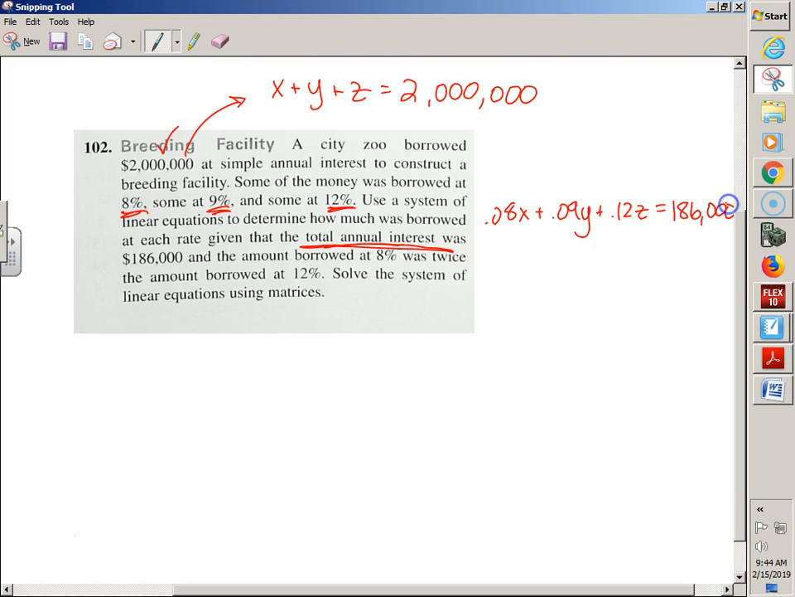Do you guys see what I'm doing? And then they give us one more clue. This will be on the video if you need this homework help over the weekend. Would that be 0.08? Careful. The amount borrowed at 0.08. So x equals 2, x was twice. And then you can make this 1, 2, 3, go. Is that cool? Yeah.